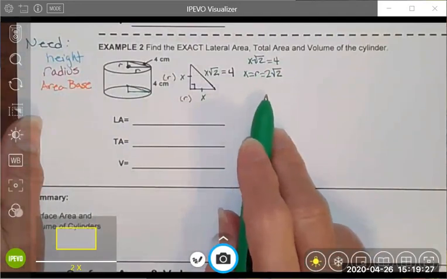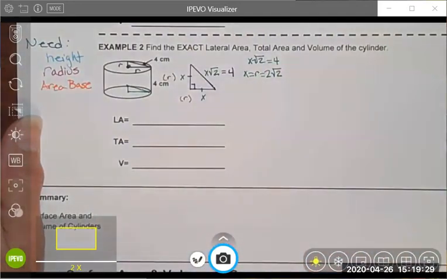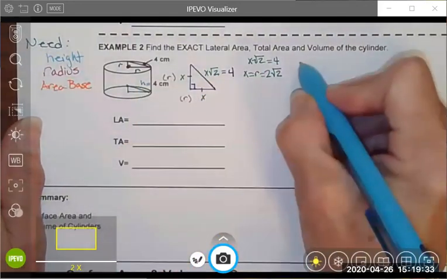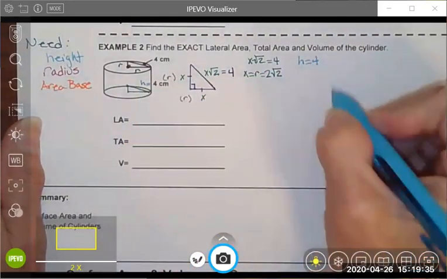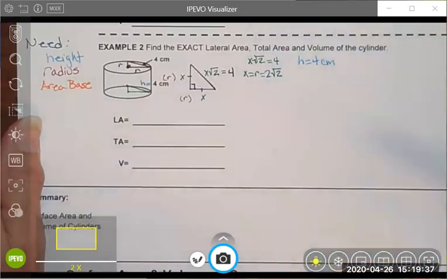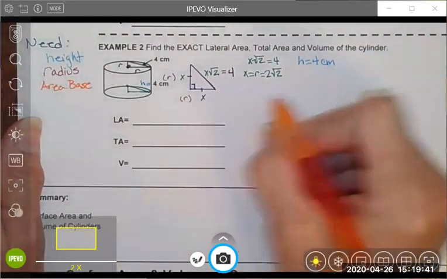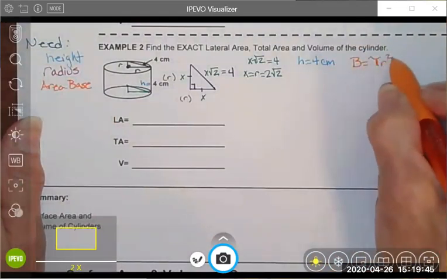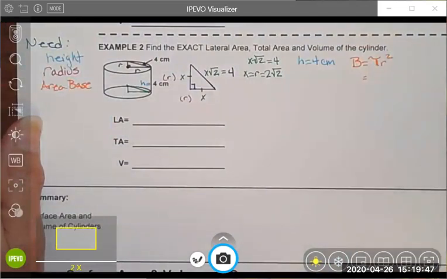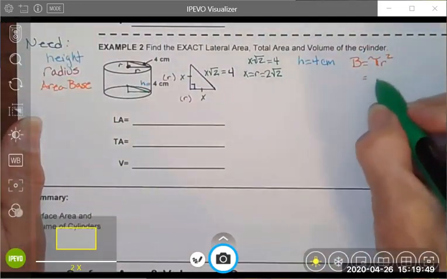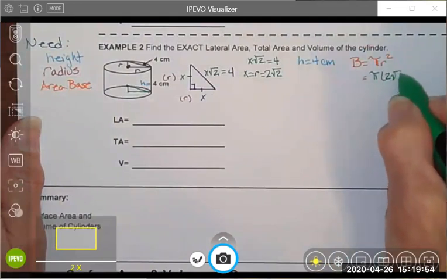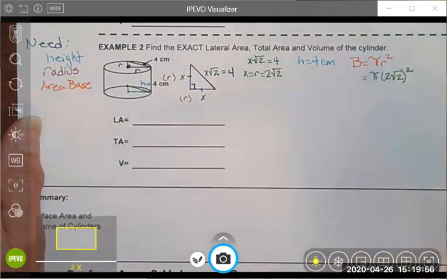Okay, so now I know my radius, and I know the height of my cylinder. My height was 4 centimeters. My radius is 2 square root 2 centimeters. I have enough information now to find the area of my base. I remember that it's pi r squared. In this case, my radius is 2 square root 2, and I'm going to square that.